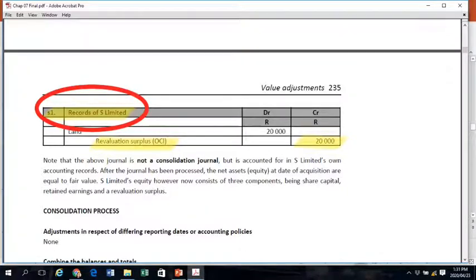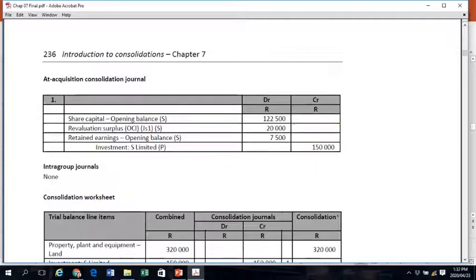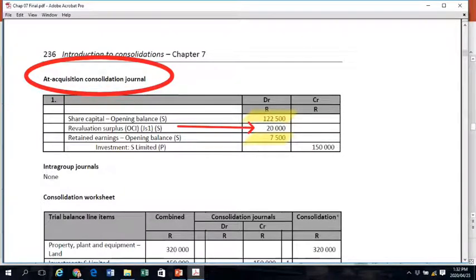So S Limited's equity now consists of three components at acquisition date, being your share capital, retained earnings, and this revaluation surplus that you've created in the records of S through this journal entry. As a result, your at acquisition consolidation journal entry would be as follows. You would debit the share capital and retained earnings of S, which you've seen in all your previous examples. And now there is a new equity item that also has to eliminate together with the rest of the equity of the subsidiary at acquisition date, being the revaluation surplus of 20,000 that was recognized in the separate financial statements of S. Against that, you eliminate your investment by the parent.